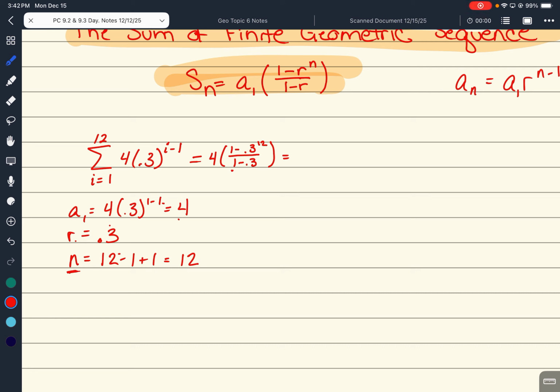So 1 minus 0.3 is 0.7. So that gives me 4 over 0.7 times 1 minus 0.3 to the 12th. Okay, well, I don't know 0.3 to the 12th. Do you? No? Okay, so we would have to use a calculator at that point. But I think we could move this one and move this one and get 40. So without a calculator, your answer to this is 40 over 7 times 1 minus 0.3 to the 12th. And that's what you would leave for me.